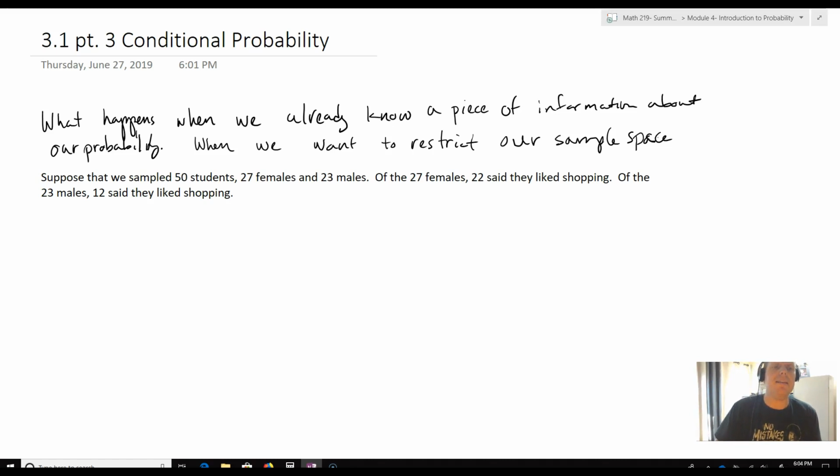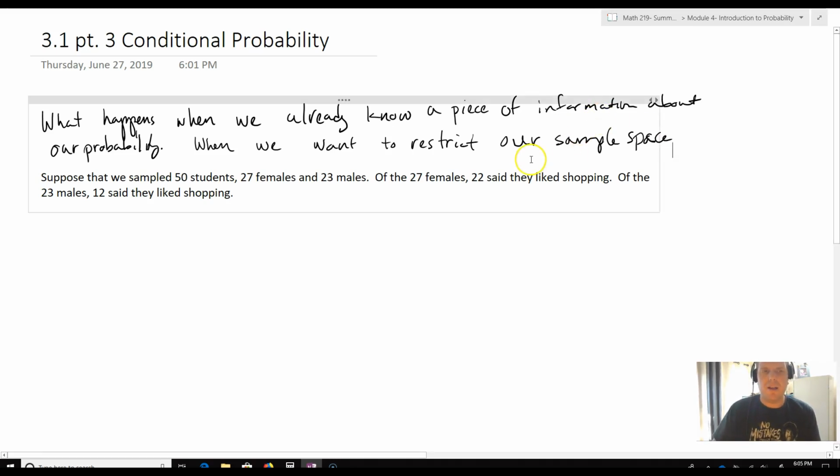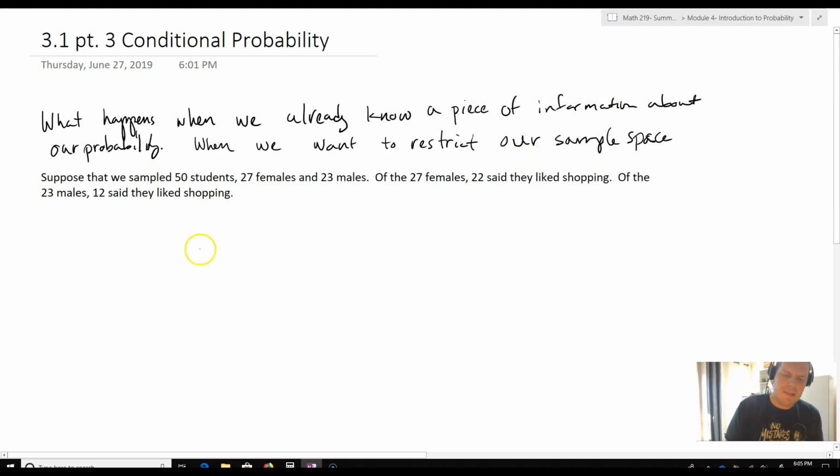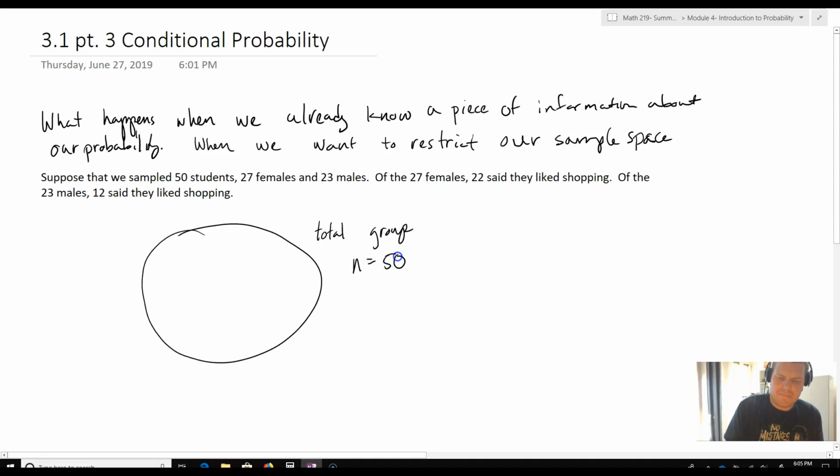So suppose that we had sampled 50 students, 27 are females and 23 are males. Of the 27 females, 22 said they liked shopping, and of the 23 males, 12 said they liked shopping. So let's imagine that this is our total group, and that's n equals 50. Okay, so we've got n equals 50 people in here.